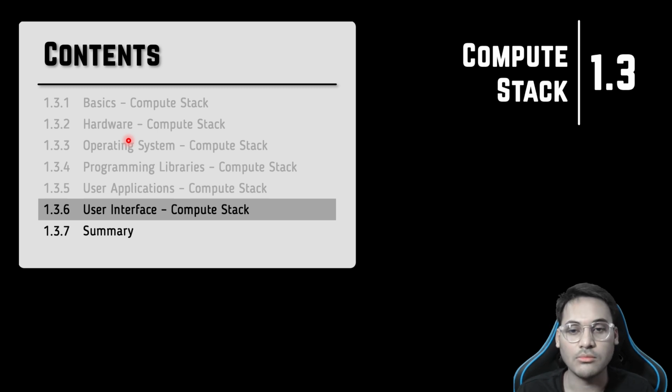This is the layer with which the user interacts. It's a very important layer because this will finally determine the user experience and the interaction that the person who is using the computer will have, right? In this video, we'll also look at the different types of user interfaces that are there in a computer system. So without further ado, let's get started.